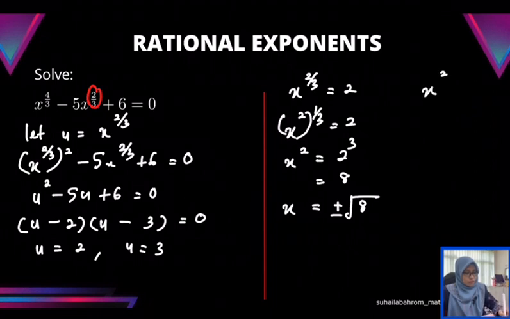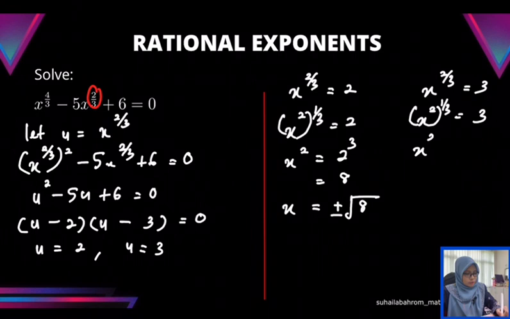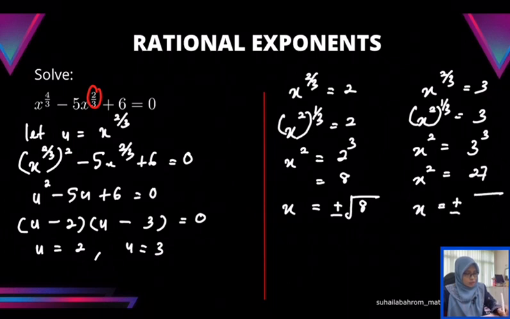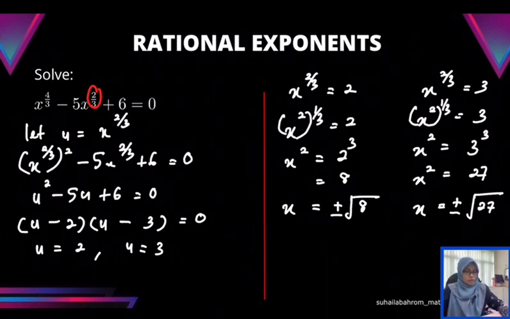And then x power of 2 over 3 is equivalent to 3. x power of 2, power of 1 over 3 is equivalent to 3. So x power of 2 is equivalent to 3 power of 3, x squared is equivalent to 27. Squared, you move to the other side, you will get plus minus square root of 27. Therefore, we will have 4 solutions here.